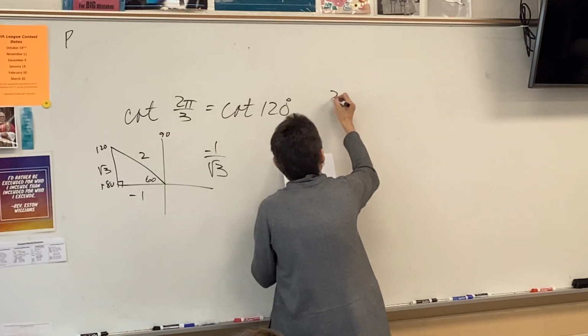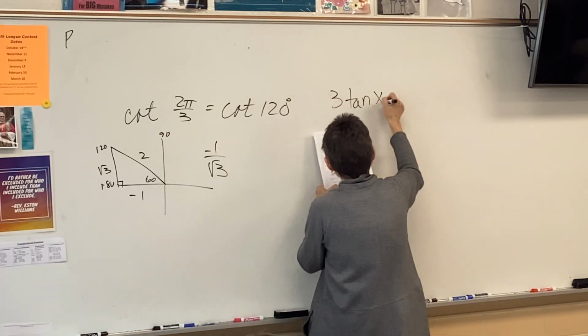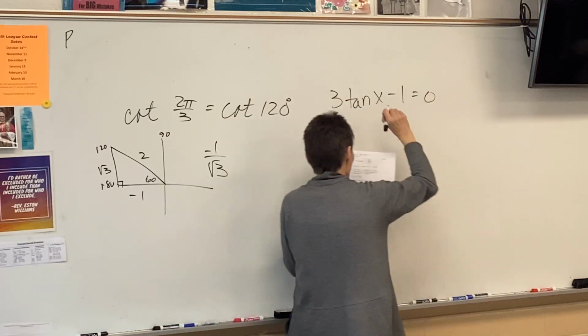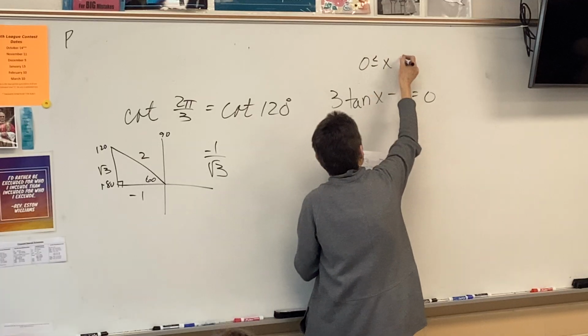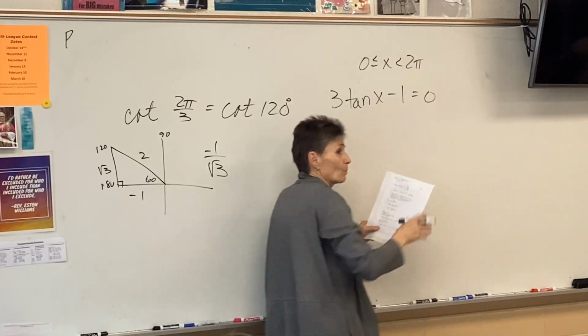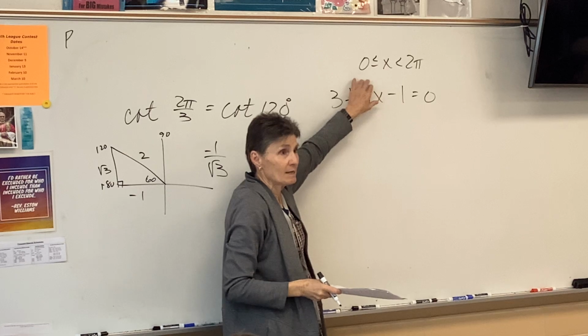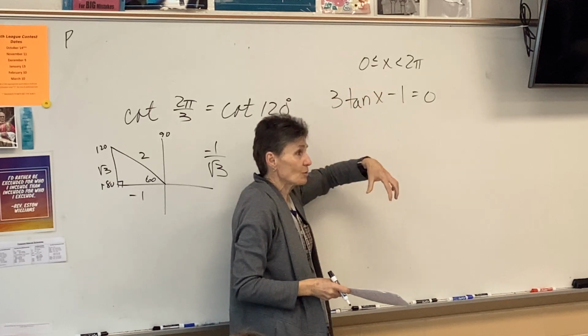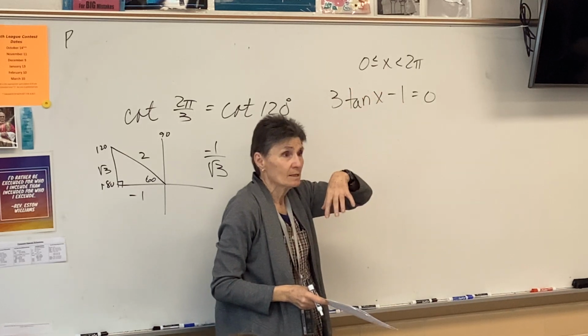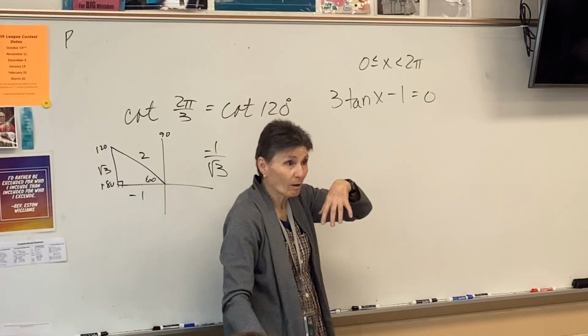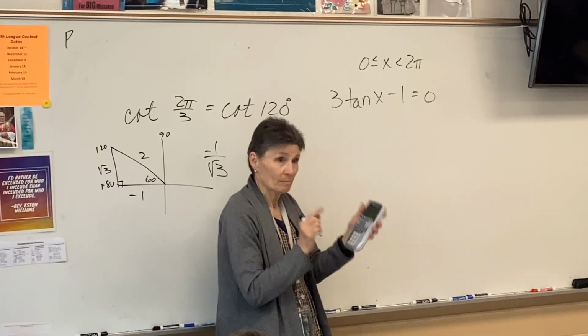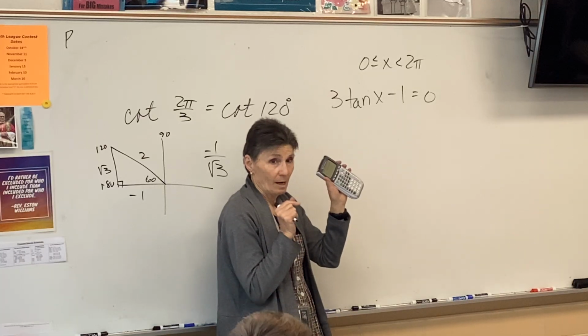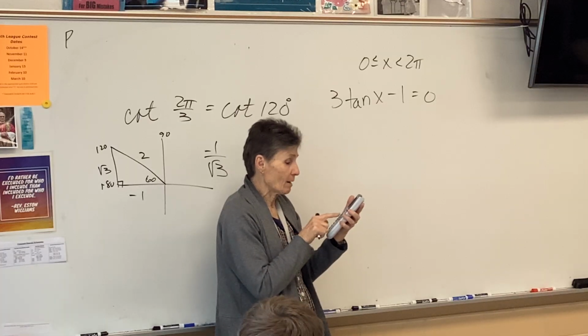All right, number 3. With a calculator, 3 tan minus 1 equals 0. And again, we are solving in radians, which tells me that my answer is going to be in radians. So since I'm using my calculator this time, I'm going to change to radians right now.